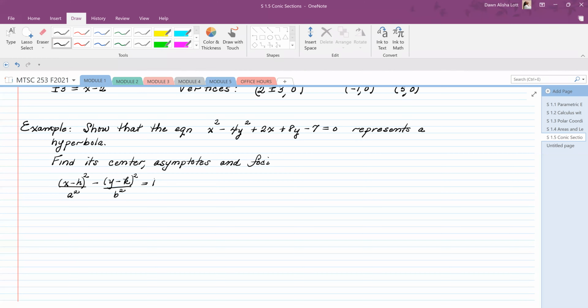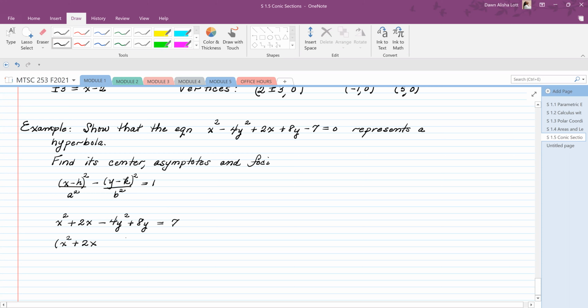Okay, so we're going to do some completing the square. I'm going to start off with x squared plus 2x, and then I have minus 4y squared plus 8y. And I'm going to add the 7 to both sides. Okay, so now I have x squared plus 2x. If I complete the square on that piece, that means I'm going to add 1.